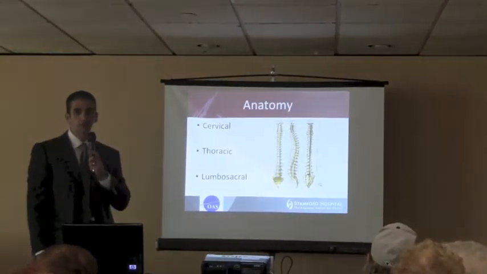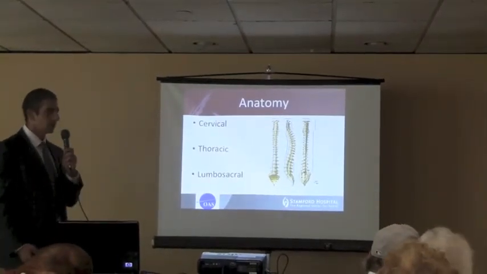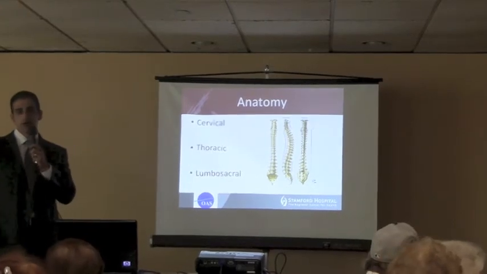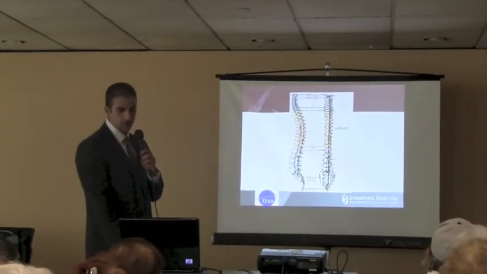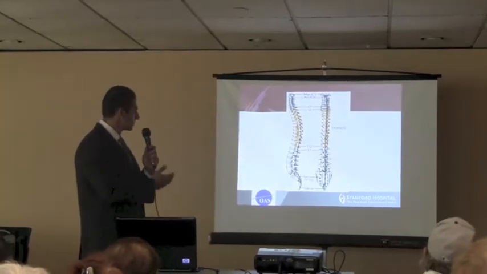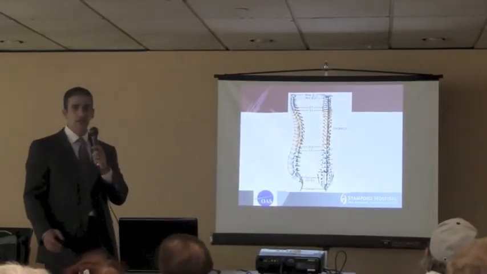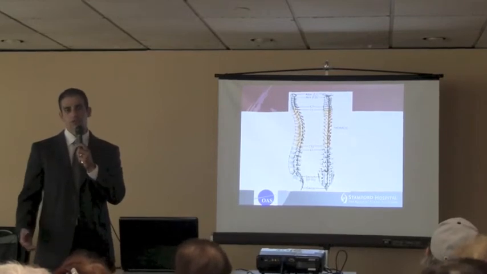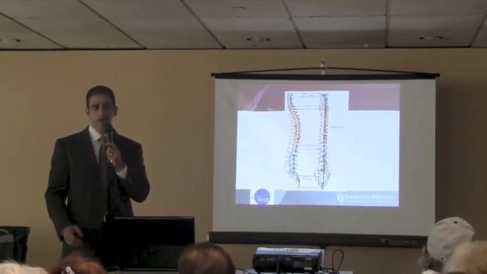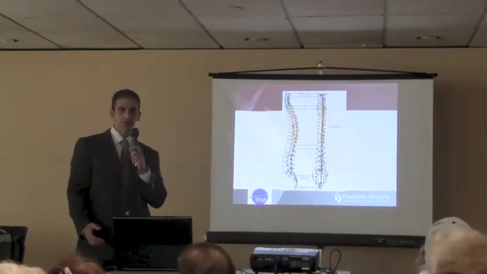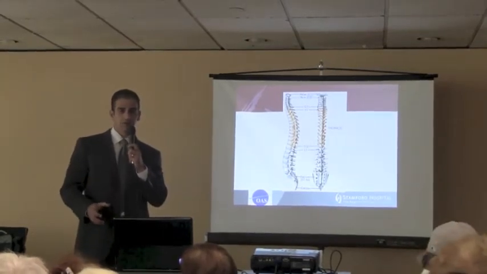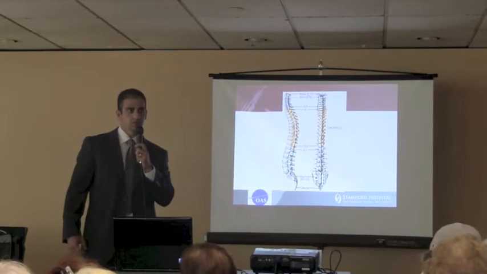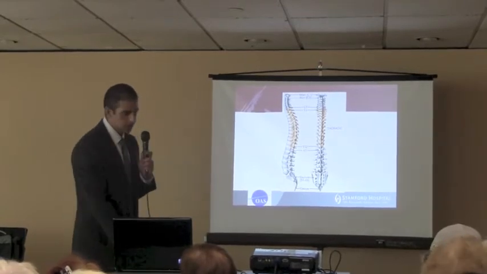So the first thing I'd like to talk about is the anatomy of the spine. As you may know, it's commonly divided into three parts: the cervical, thoracic, and lumbar sacral spine. As you can see in this picture, the top 7 vertebrae are called the cervical spine. Those are the ones in the neck. The next 12 are the thoracic spine, and that's your rib cage. And the lumbar sacral spine is below the thoracic spine, and that's the low back.